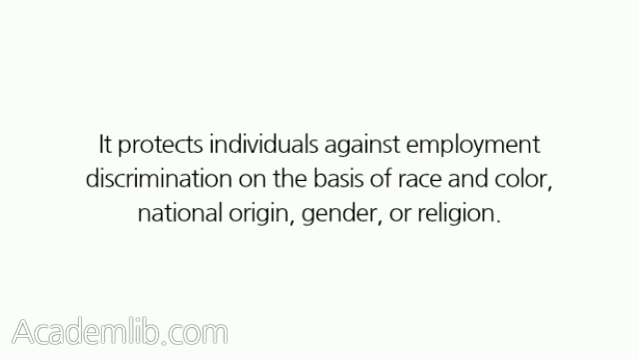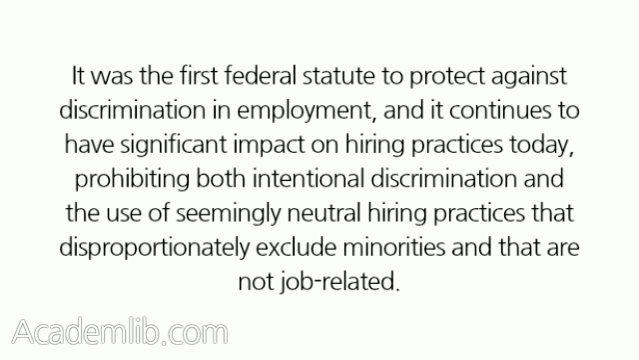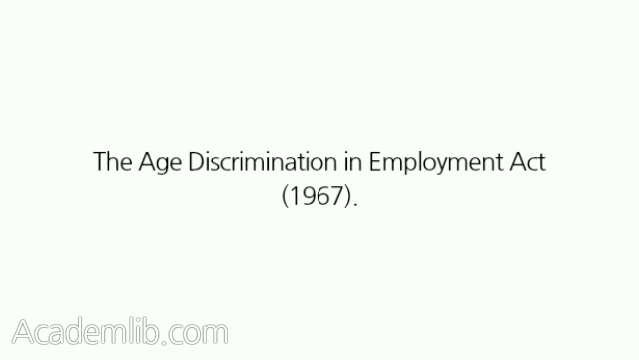Tell me more. Title VII of the Civil Rights Act, 1964. It protects individuals against employment discrimination on the basis of race and color, national origin, gender, or religion. It was the first federal statute to protect against discrimination in employment, and it continues to have significant impact on hiring practices today, prohibiting both intentional discrimination and the use of seemingly neutral hiring practices that disproportionately exclude minorities and that are not job-related.